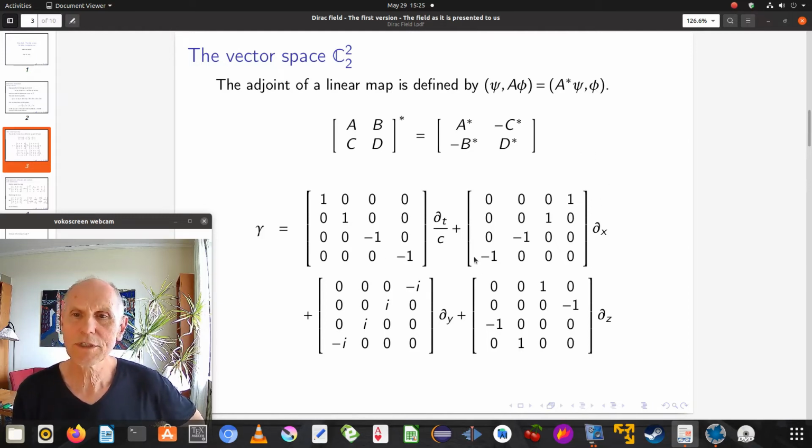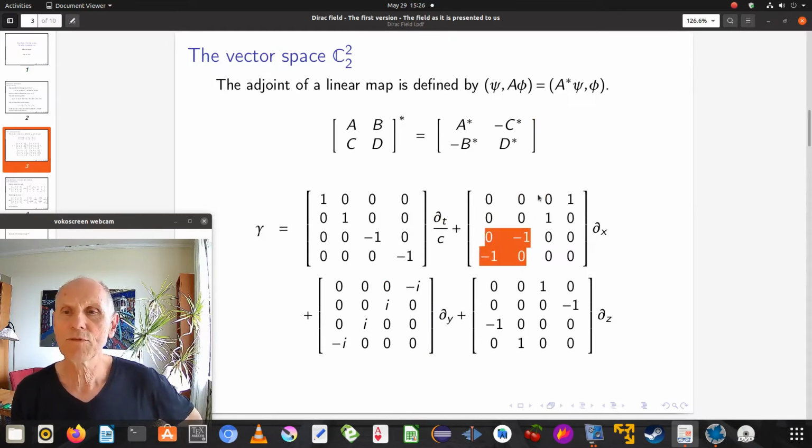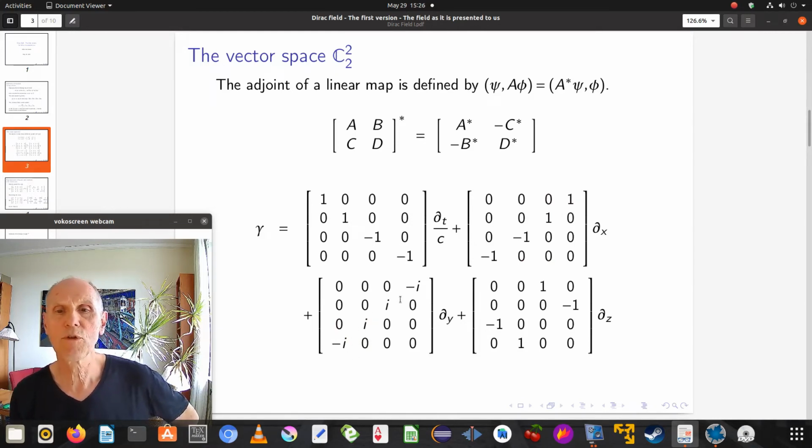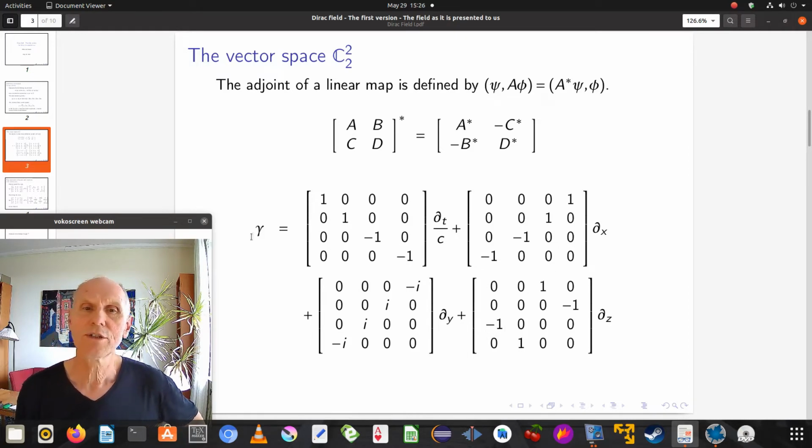This is an adjoint vector matrix, and when it moves up here, we change sign. This is a self-adjoint vector matrix, and when we move it up here, it changes sign, and so does it. So gamma is a self-adjoint operator.